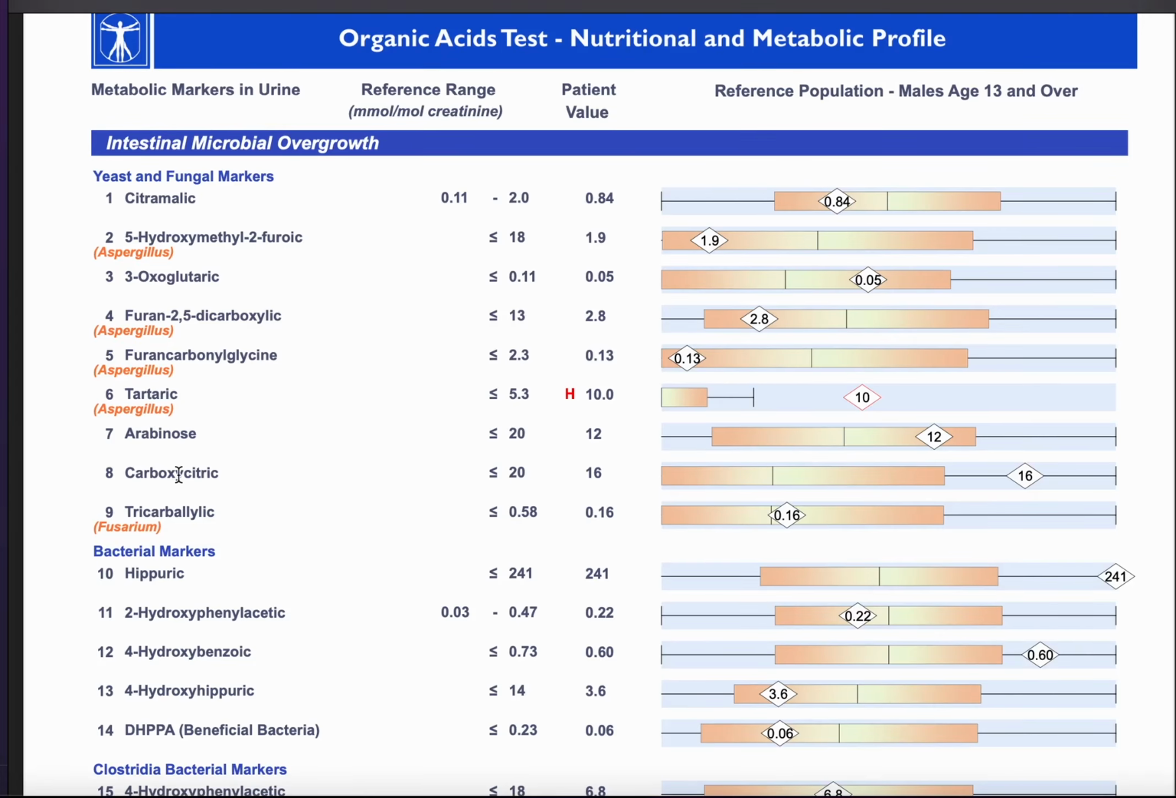This test, again, we're looking at yeast, fungal markers. When we start seeing this one, tartaric, being elevated, that's from Aspergillus, typically a house mold. Can be from grains as well. But either way, this is a mold issue.